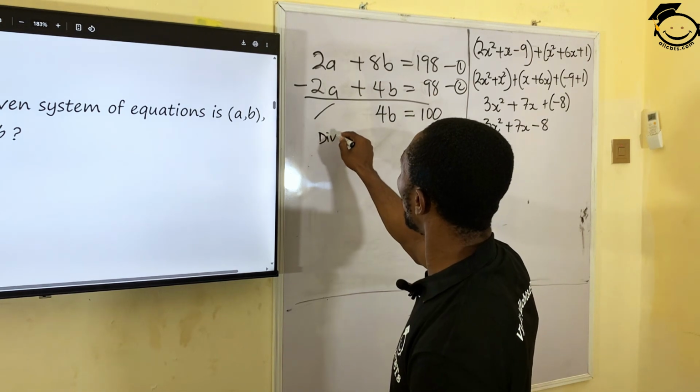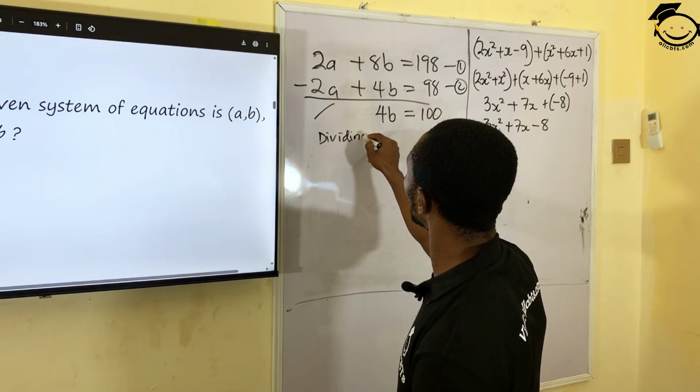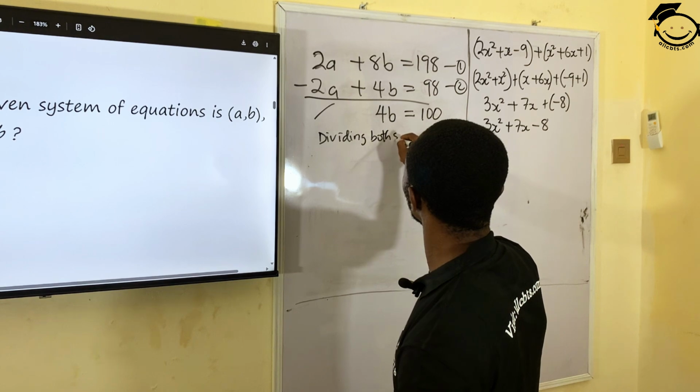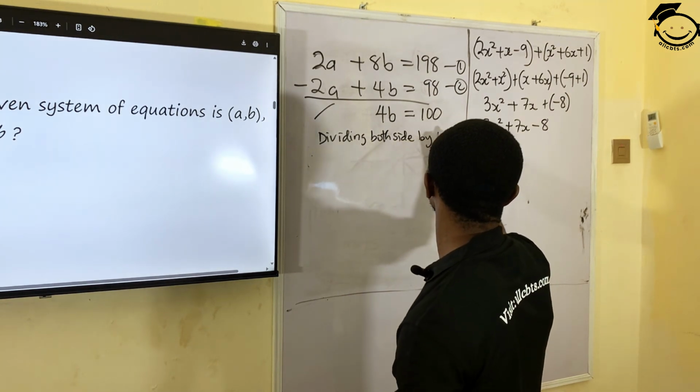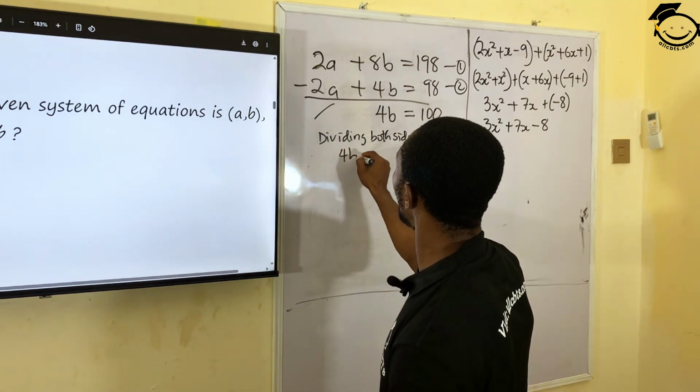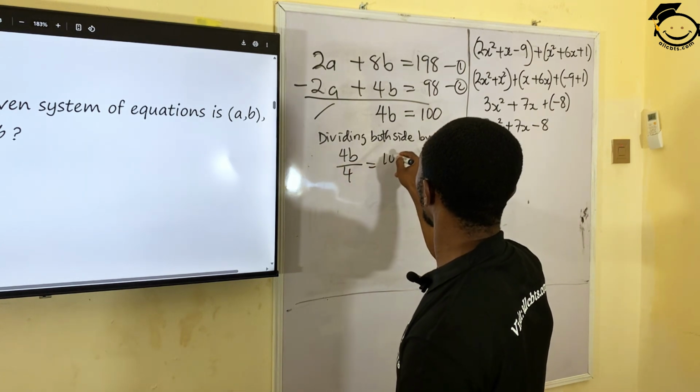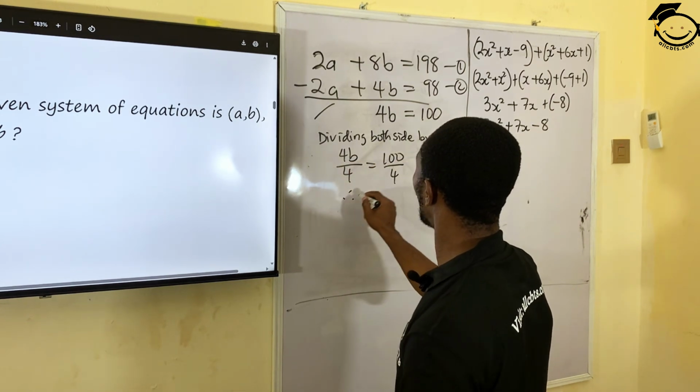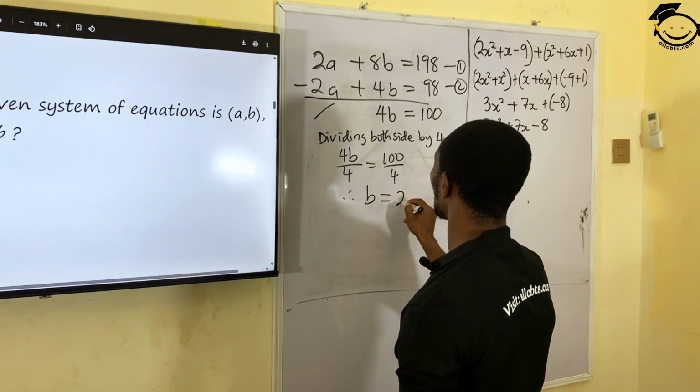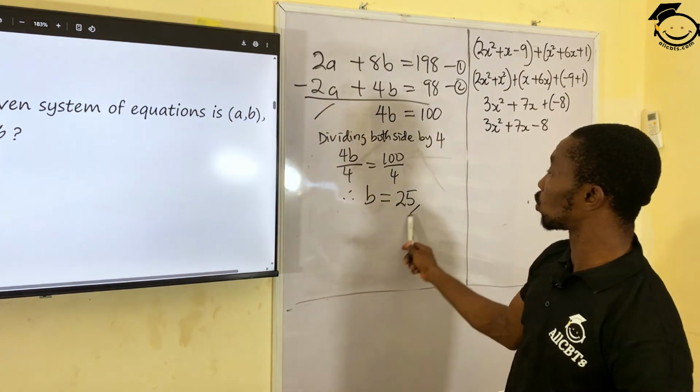Dividing both sides by 4, we have 4B over 4 equals 100 over 4. So therefore, B equals 25.